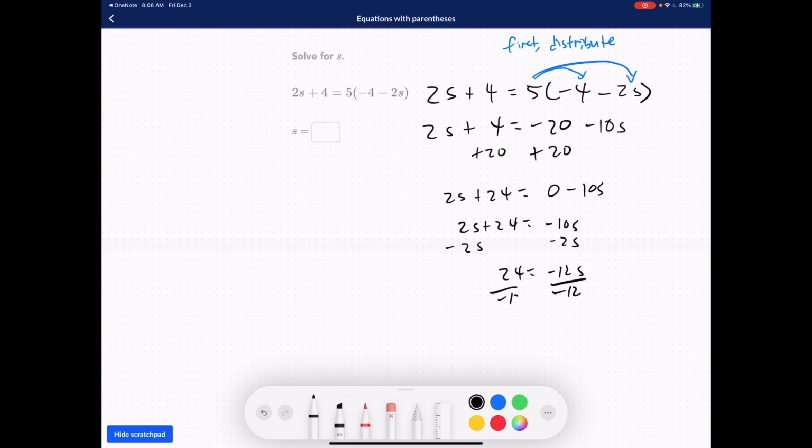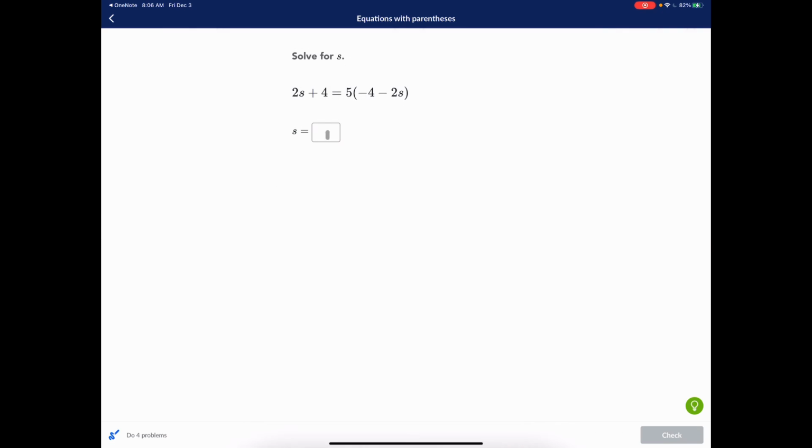Divided by negative 12 on both sides. I got negative 2 is equal to s. So the answer is negative 2s. So let's check if that's the right answer. Negative 2. Okay. All right.